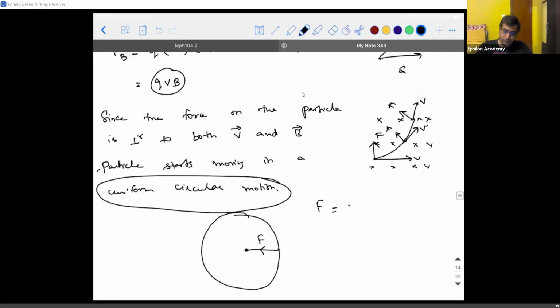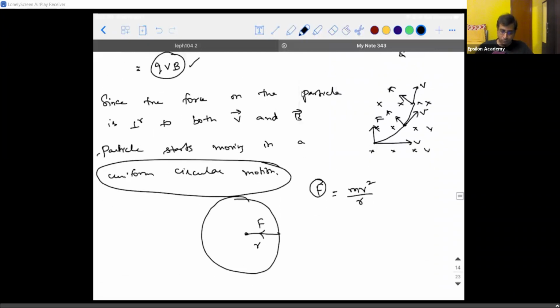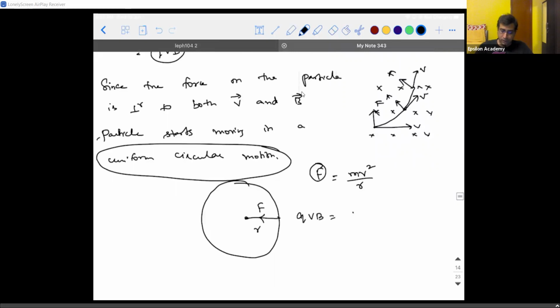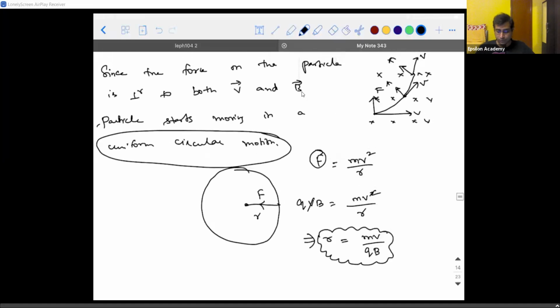So we know that F is equal to mv square divided by r, right? So force is equal to m into v square divided by r. But this force is provided by the magnetic field. So Q into V into B is equal to mv square divided by r. V and V will get cancelled, which implies R will be equal to mv divided by QB. So this is going to be the radius of the circular path taken by the charged particle when it's projected perpendicular to the magnetic field. Please make a note of this.